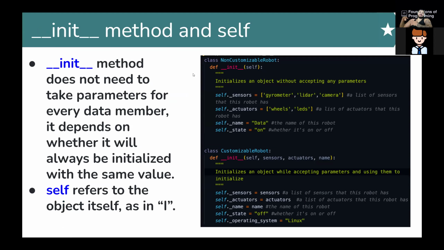Once again, the init method itself does not need to take parameters for every data member. It depends whether it will always be initialized with the same value. And by that, I mean like this. Check out this code snippet here. We have two classes. They're almost the same thing. One is called non-customizable robot. That's the one on top. And the one below is called customizable robot. The only difference between these classes is how they're taking in the data.